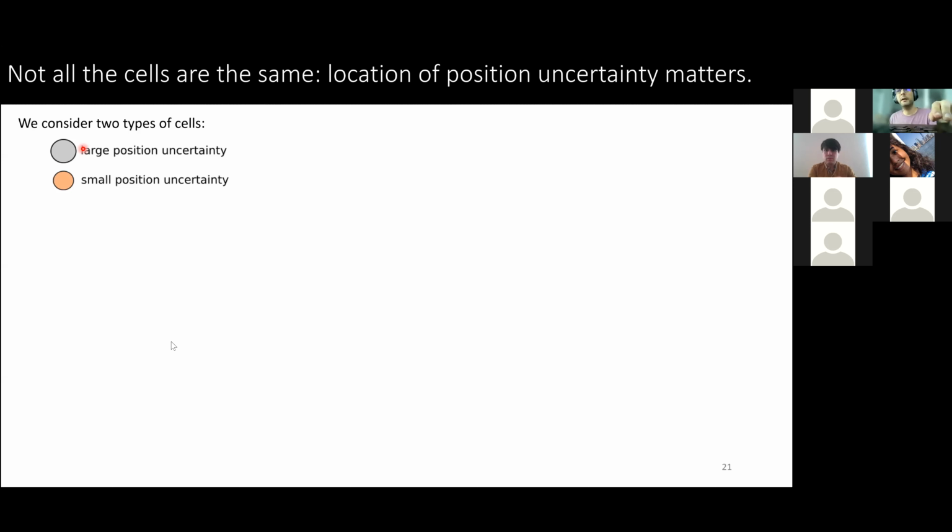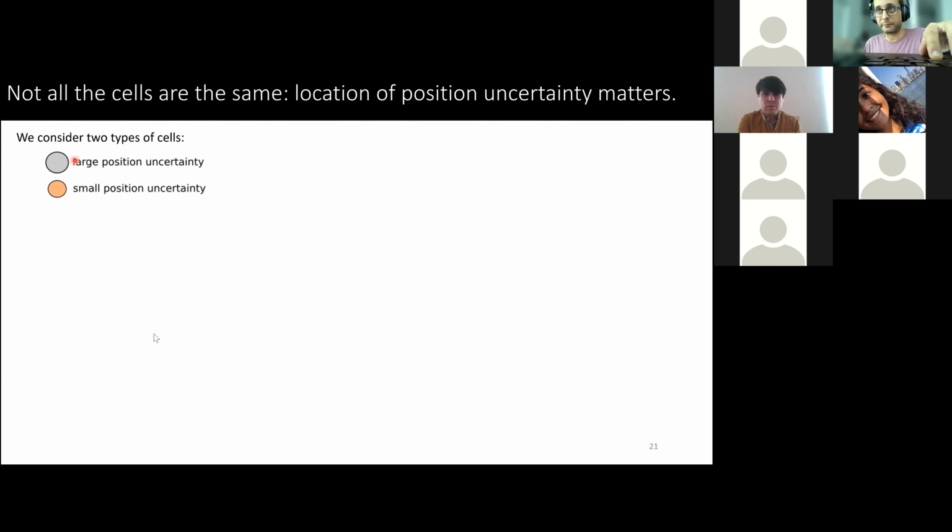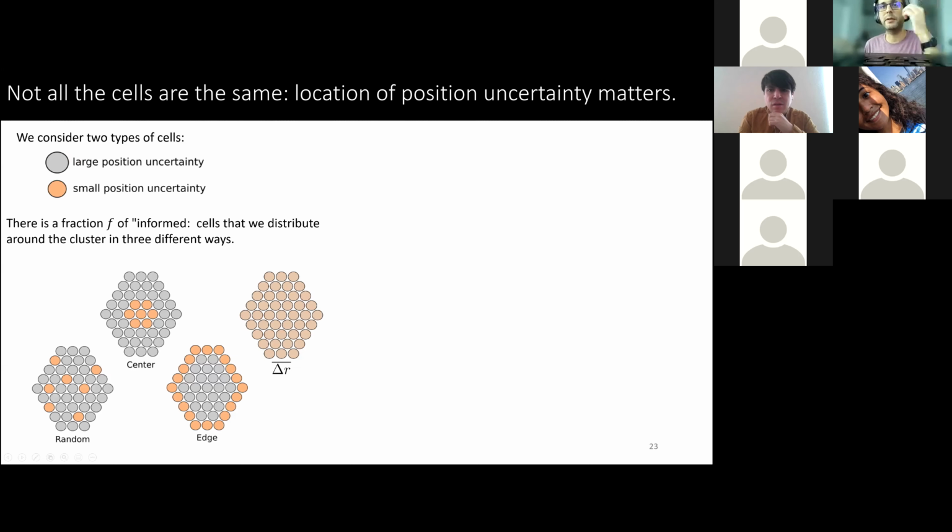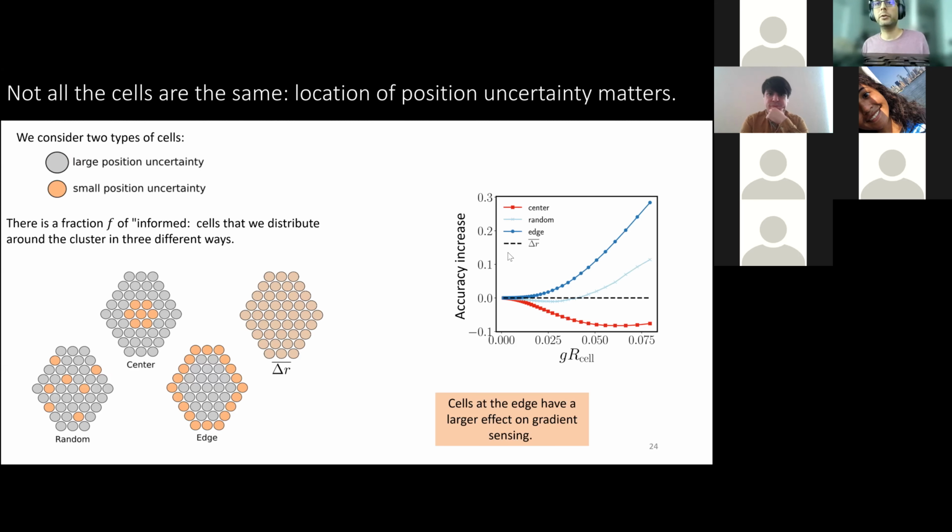And what we see is basically that when we distribute the informed cells over the edge, we have an increase in the accuracy of sensing the concentration. And if we distribute the cells around the center, instead of having an increase in the accuracy, we are going to have a decrease in the accuracy compared to the single type cell cluster. So what this is telling us is that we need to put our informed cells close to the edge of the cluster to get the better estimation of the gradient. And this makes sense because those cells at the edge are again the ones that see the larger difference in concentrations. So those are the ones that we want to have the best estimation of the local concentration.